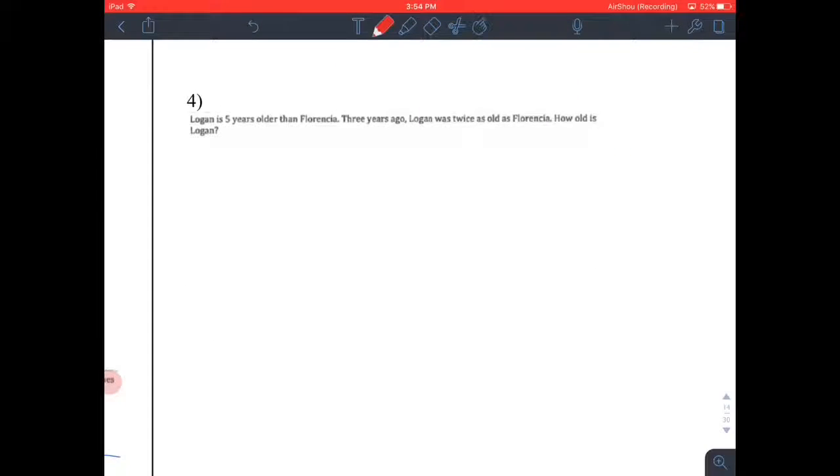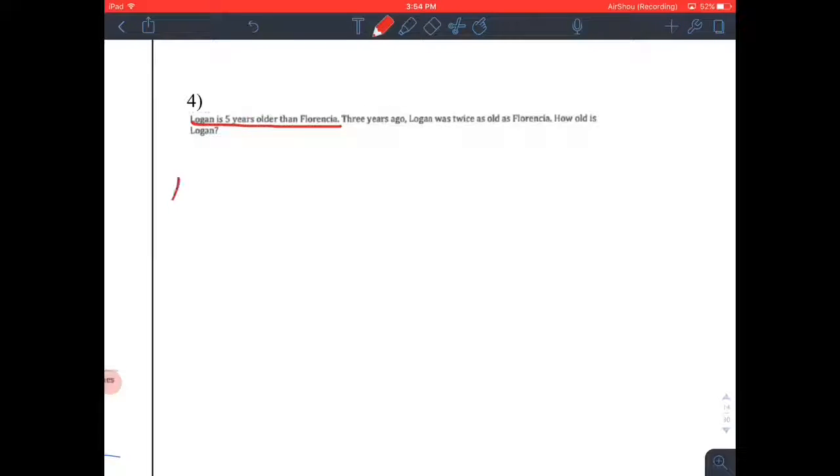Number 4, Logan is 5 years older than Florencia. Let me write that down here. So I usually like to start with the person who is younger. But I won't. I'll get nuts here.